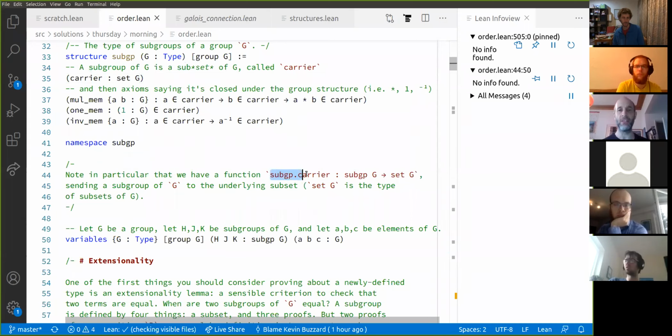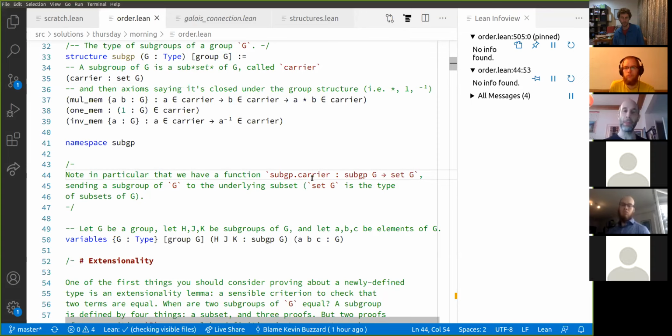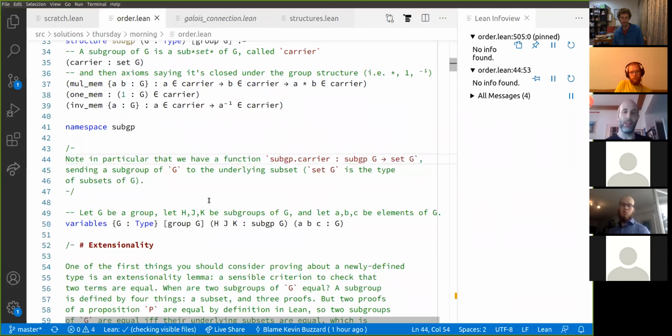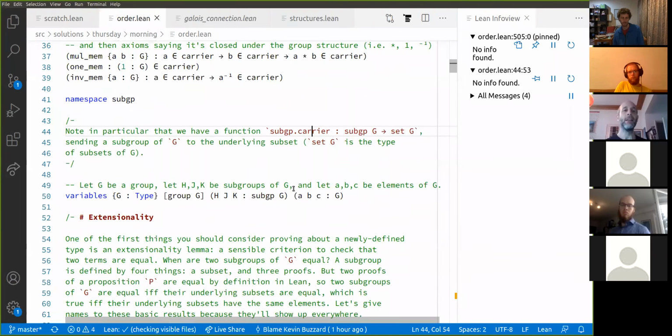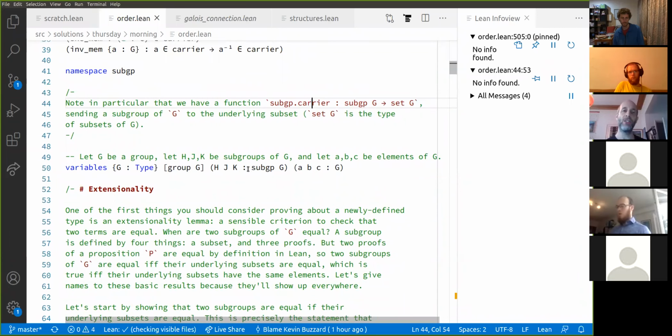You see, we have this function now, subgroup carrier, and that function there, this field of this structure, takes a term of type subgroup G and returns a term of type set G. So it's like, this is a functor, right? This is a functor from subgroups of G to subsets of G. So we'll be seeing this carrier. We will carefully distinguish the subgroup from the subset, and it will be helpful. So we've got this subgroup dot carrier that takes a subgroup of G and returns the underlying subset. So variables, let G be a group, and let H, J, and K be subgroups, and let A, B, and C be elements of G, just because why not?